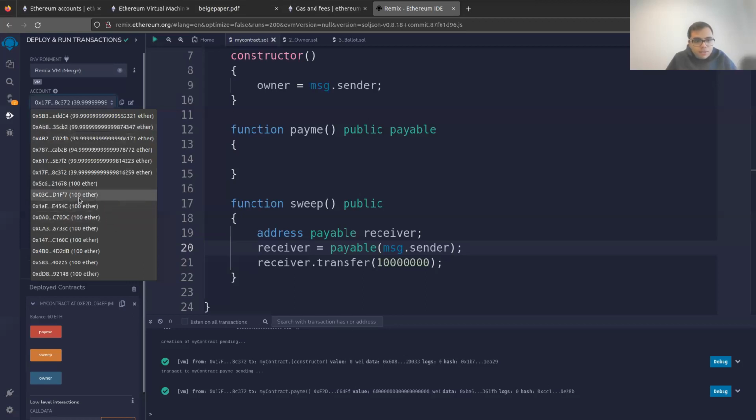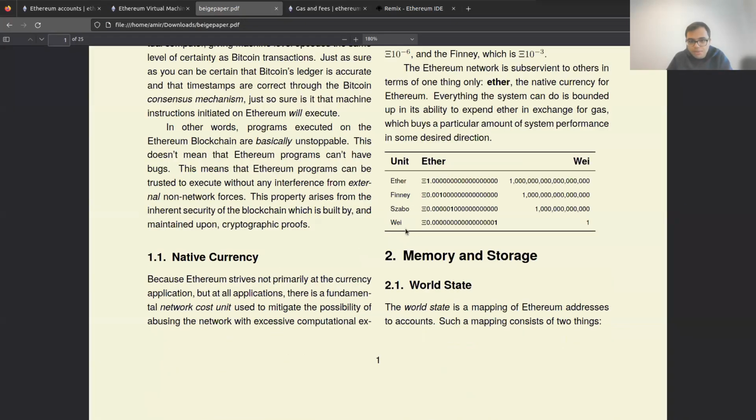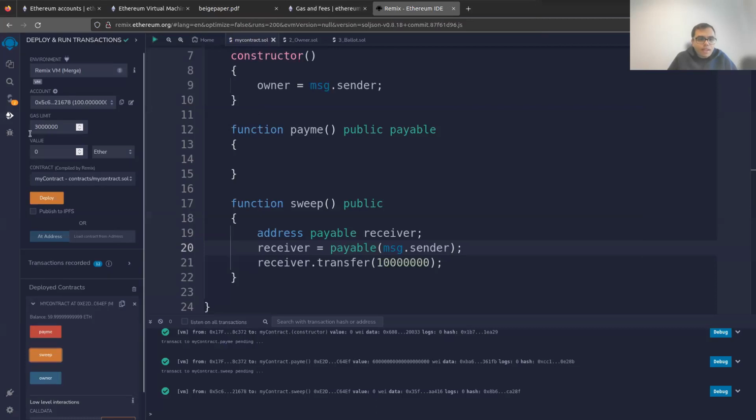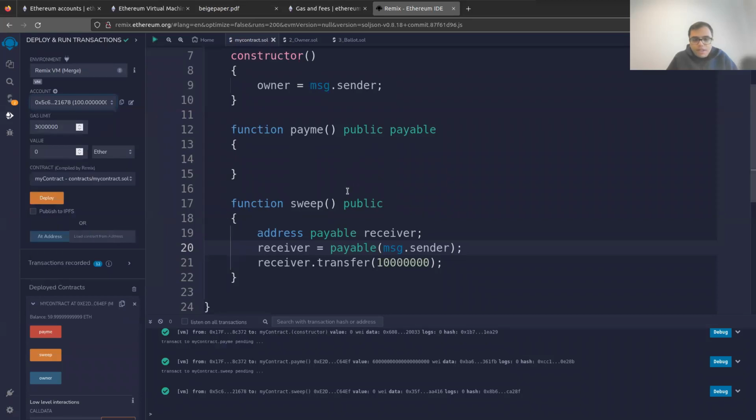Now anyone else, for example, this account can come in and they can call the function sweep. And when they do that, the balance of the contract goes down by this amount. And by the way, all of these amounts are in our smallest unit, and our smallest unit is this one, Wei. So this is our unit here. And this person is actually paid that much. Okay, great. So now I have a contract that can send money.